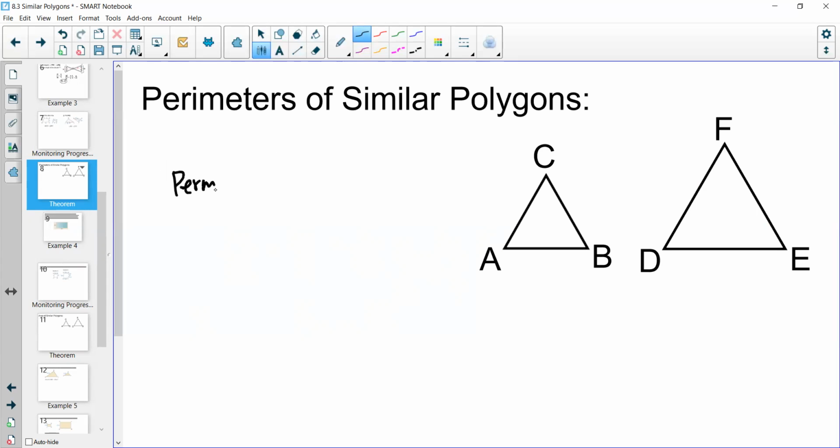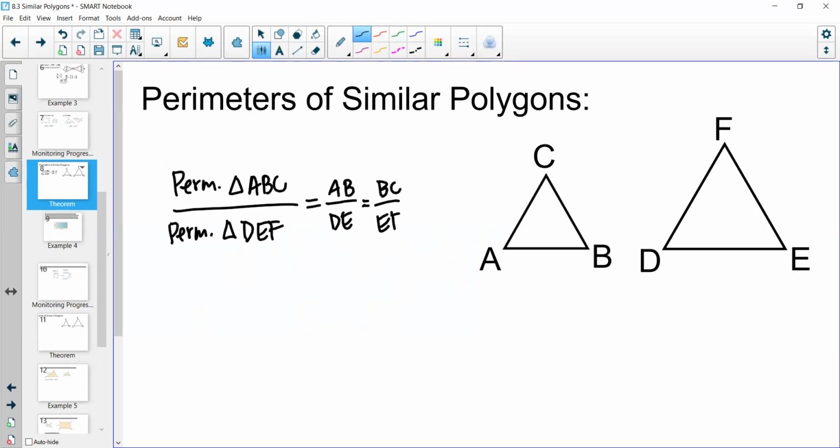So if we have the perimeter of triangle ABC divided by the perimeter of triangle DEF, then that should equal that proportion of AB over DE, or that proportion of BC over EF, or that one of AC over DF. And the name for this proportion here is also our scale factor. So the perimeter ratio is the same as our scale factor.